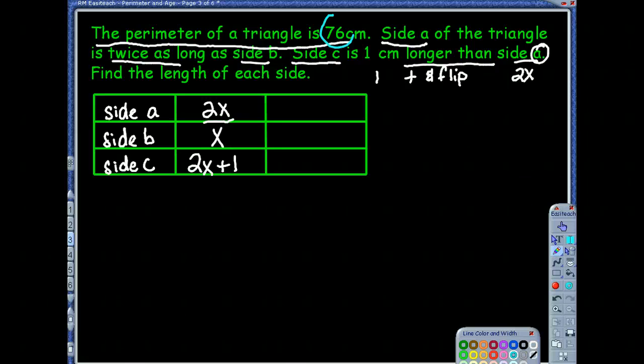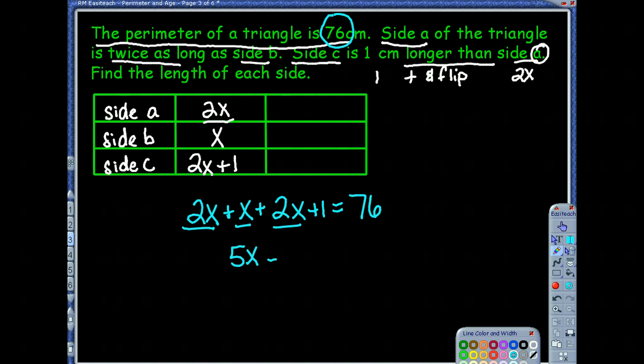Now, back in the first sentence, they gave us something about the perimeter. They said the perimeter was 76. So that's going to be when I add all these sides together, that will equal 76. And of course we have some like terms to combine. We've got 5x plus 1 is equal to our 76. And if I subtract 1 from both sides, I'm going to be left with a 5x is equal to our 75. And when I divide 75 by 5, I get that x is 15.